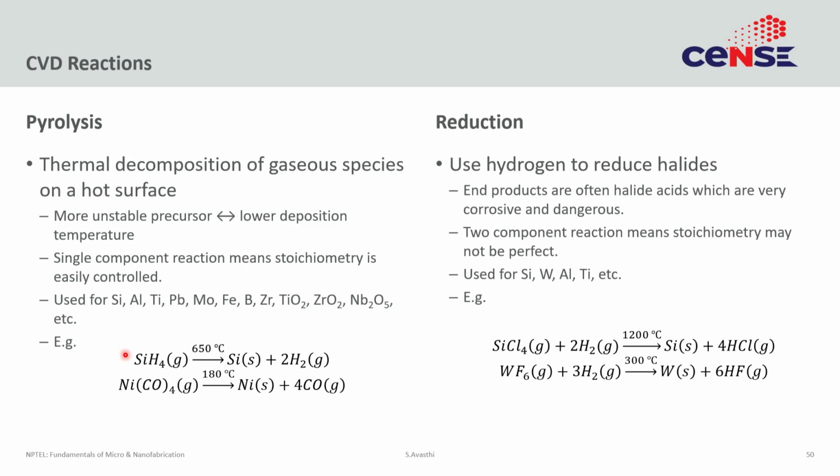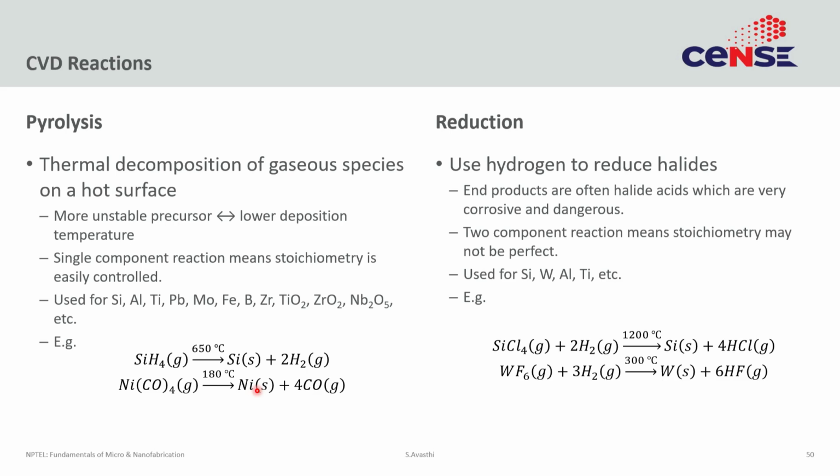For compound semiconductors, stoichiometry can become a little challenging. Here both silicon and nickel are elemental semiconductors, so there is no real concept of stoichiometry. But if you were to say deposit an oxide or a nitride, then you might need two components. That's when there are two components, stoichiometry, or maintaining stoichiometry, can sometimes become challenging.